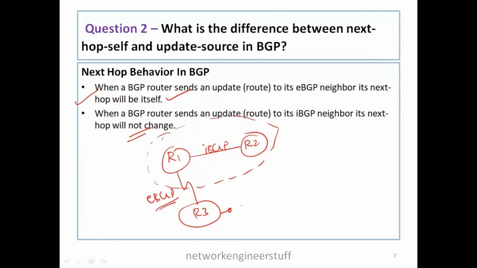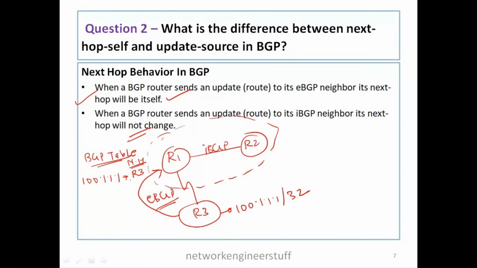Now let's say R3 has some route, 100.1.1.1/32. R3 sends this route to R1. Now on R1, in the BGP table, this route 100.1.1.1 will get installed, and the next hop will be R3 only. Fine. The next hop will be R3.